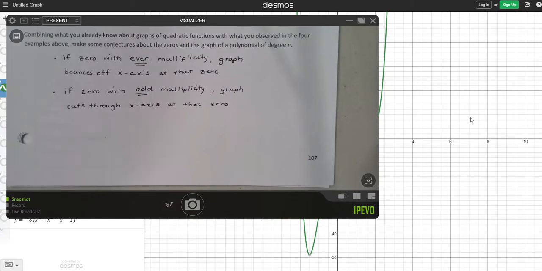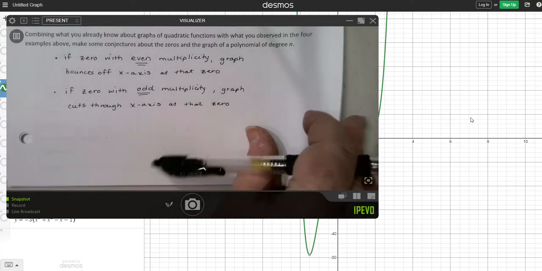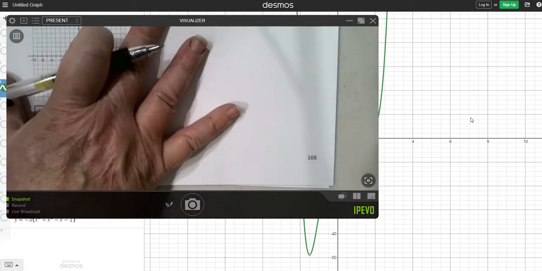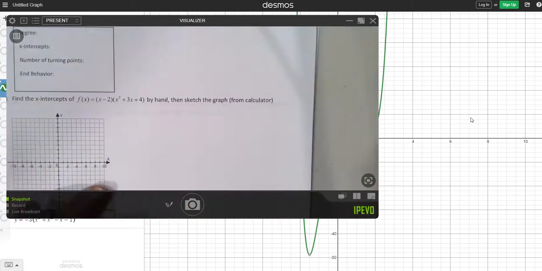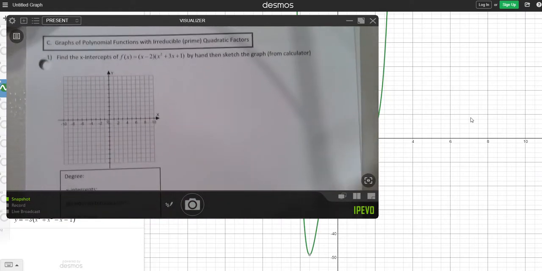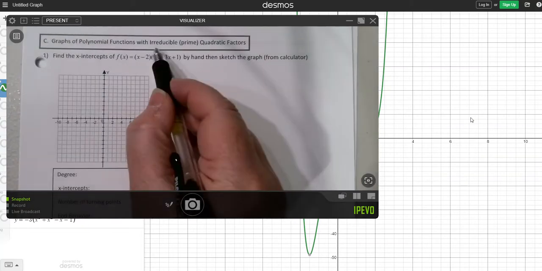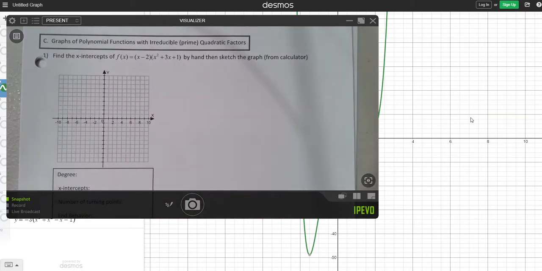All right, so that kind of takes care of how the multiple repeated linear factors work. They give us zeros with different multiplicities, and how they behave depends on the even versus the odd. The next section, section C here, is going to talk about what happens when we can't factor everything into linear factors. Sometimes when we start factoring, we end up with some irreducible or prime quadratic factors.